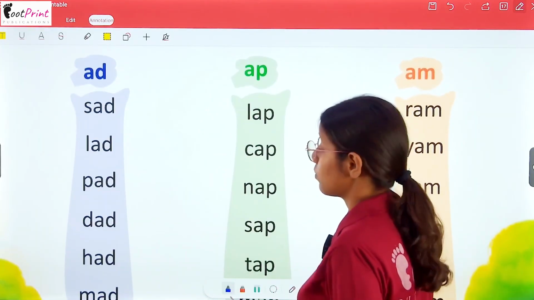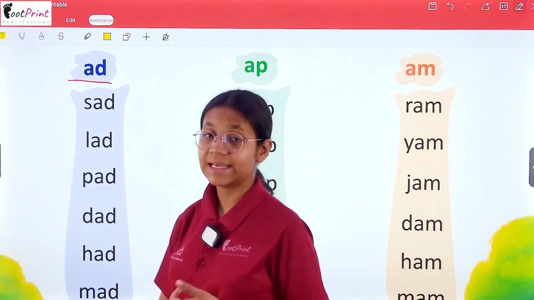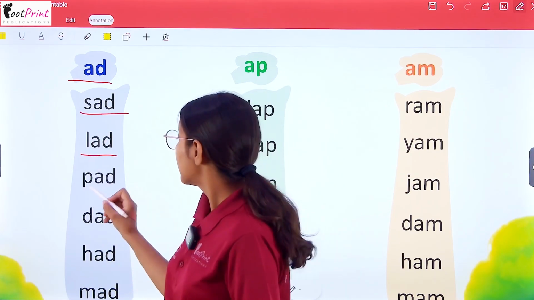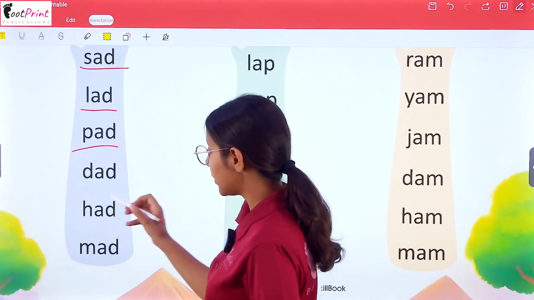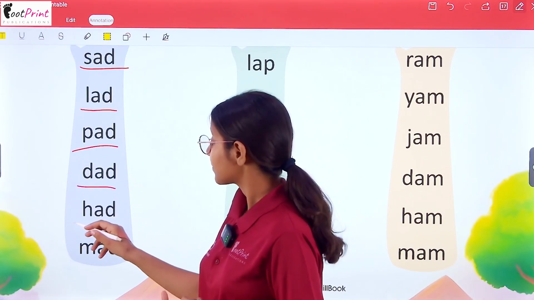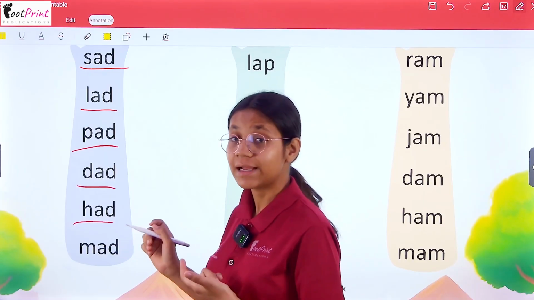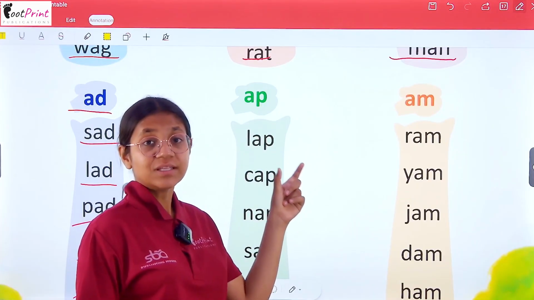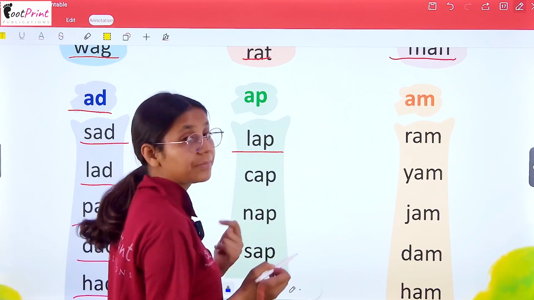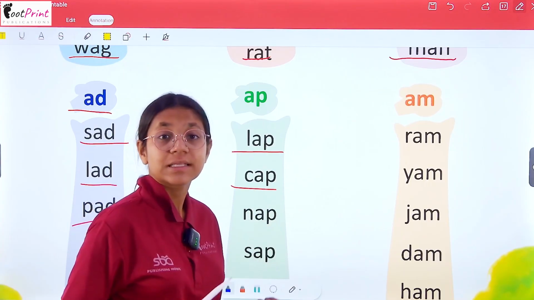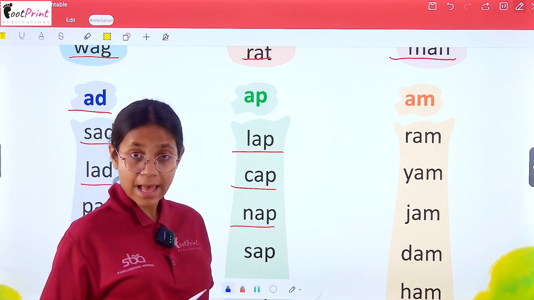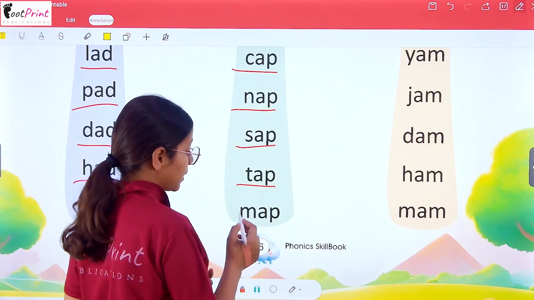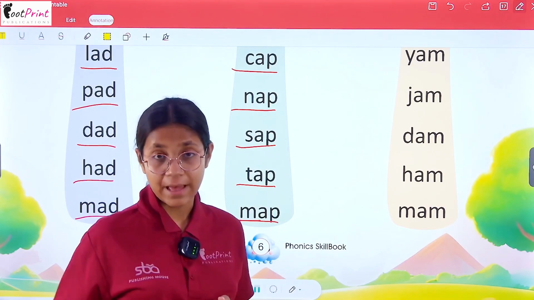After these, there are more words which end with ad. So, sad, lad, pad, dad, had, mad. Now, the words which end with ap. So, lap, cap, nap, sap, tap, and map.